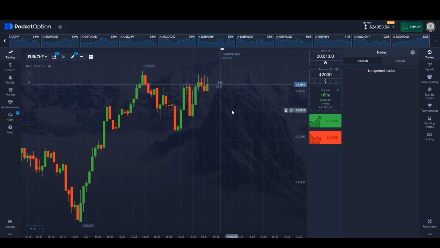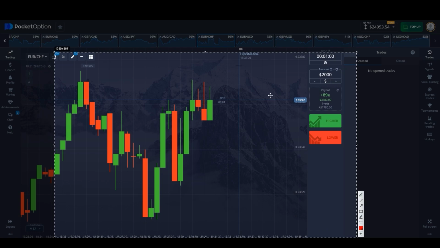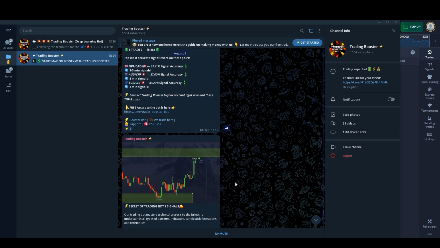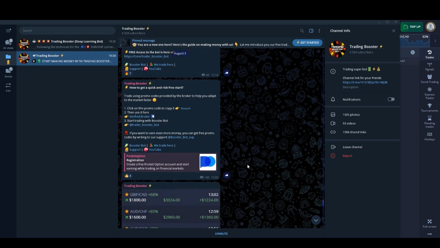And if you learn the best entry points, which currency pairs are better to trade, which ones you should skip, and also follow the BoosterBot's Telegram channel, where the programming team shares the best currency pairs, share promo codes, then you will be able to achieve 9 out of 10 signals in plus.